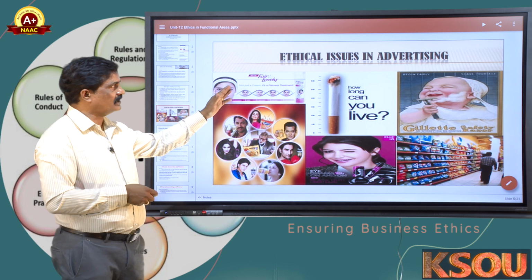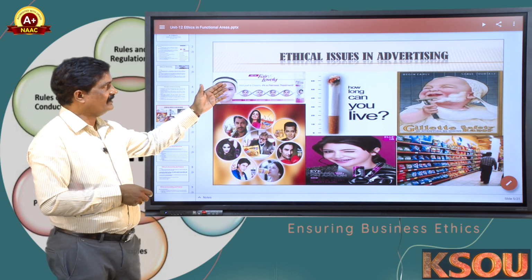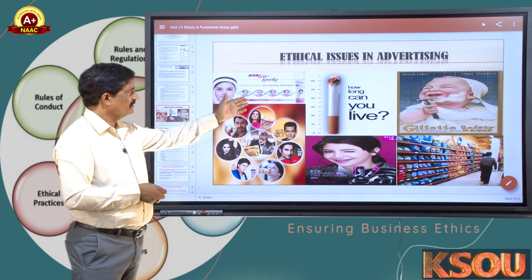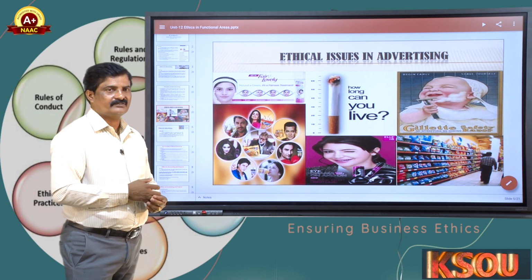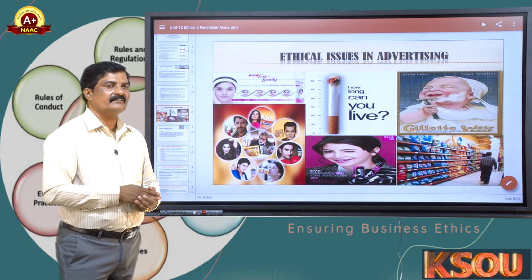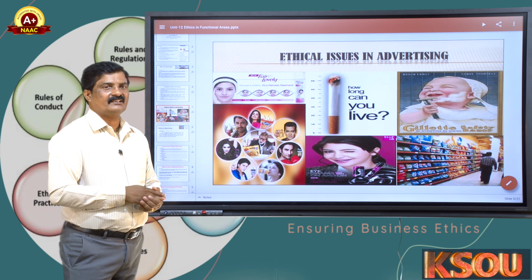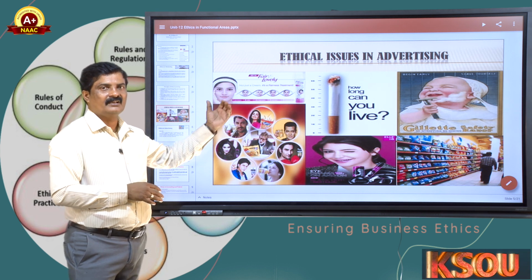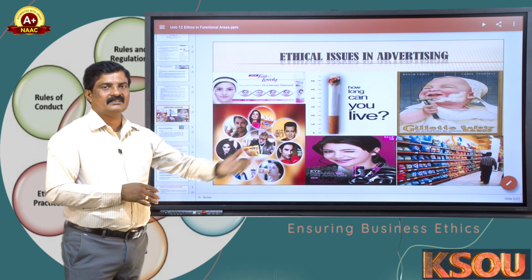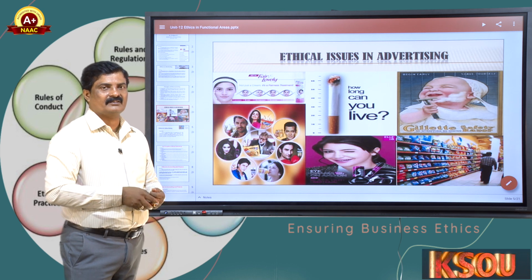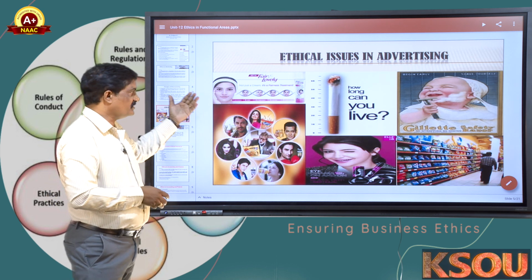Now just look at this slide, ethical issues in advertisement. You are going to watch so many advertisements. Look here, there are 4 or 5 faces, and most of the face cream advertisers say that if you use our face cream for 6 weeks, if you are dark, 6 months down the line you would be fairer. Yet people who have been using it since their childhood, their color has not changed.